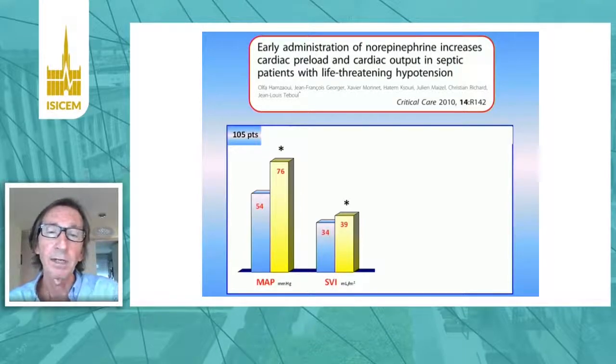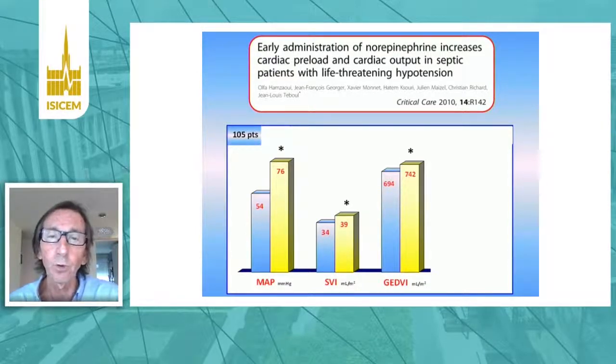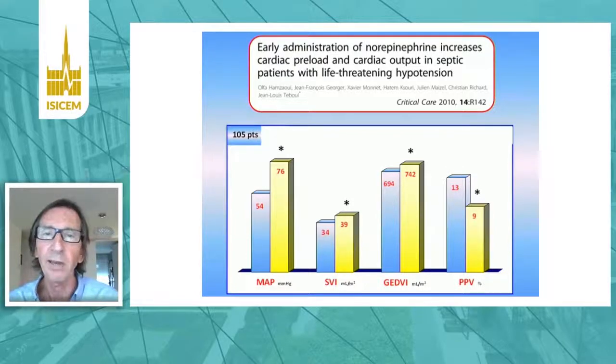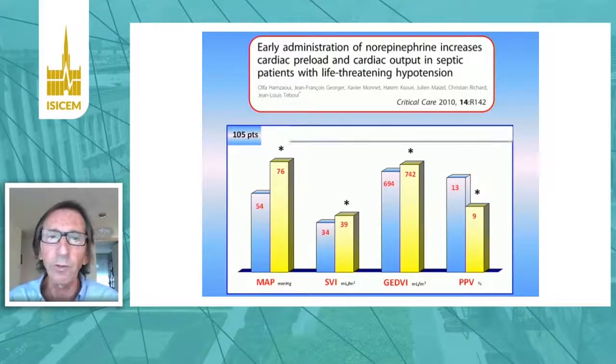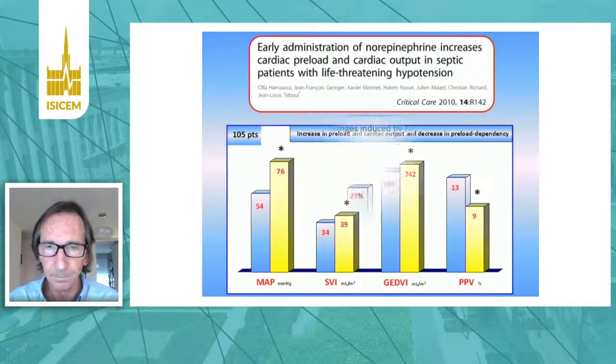At the same time, stroke volume index increased with norepinephrine, and also the global end-diastolic volume index, which is a marker of preload, also increased with norepinephrine, and at the same time, pulse pressure variation, which is a marker of preload dependency, decreased with norepinephrine. So therefore, we concluded that norepinephrine, given at the early phase of septic shock, was associated with an increase in preload and cardiac output and a decrease in preload dependency.